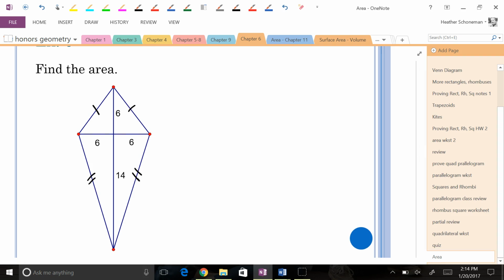Number 6, I have a kite. I know it's not a rhombus because not all the sides are congruent. But even though it's not a rhombus, I still have the same formula. The area of a kite equals 1/2 diagonal 1 times diagonal 2.